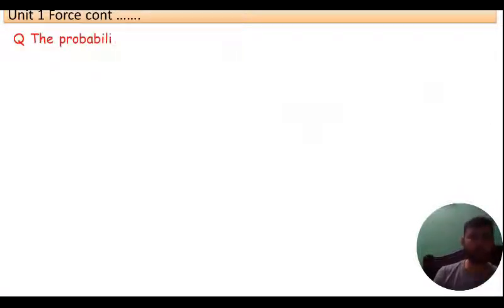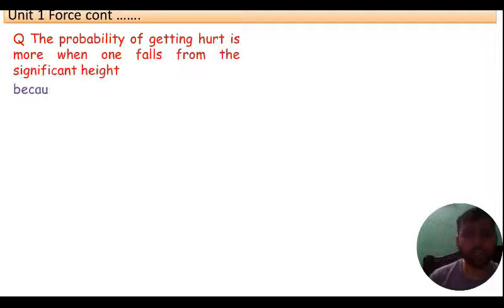Another question: the probability of getting hurt is more when one falls from a significant, greater height. When we jump from a greater height, from the top of a roof, the probability of getting hurt is more in comparison to when a person jumps from a lower height.